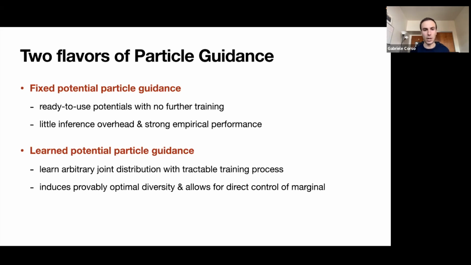But then there is the question of what kind of theoretical guarantees we can get about the joint distribution and about the optimal amount of diversity. This is where the learned potential particle guidance comes in, where, to obtain optimality, you actually need to learn a data-dependent potential. We provide ways of tractably training this potential and showing that you can get optimal diversity, and you can also control for something like a marginal distribution.